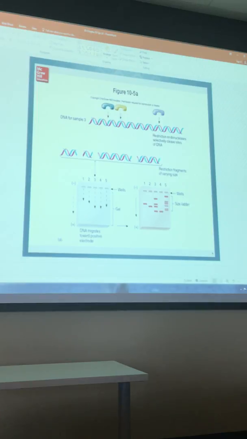Know the definition of transfection, T-R-A-N-S-F-E-C-T-I-O-N, transfection. Know the definition of transgenic, T-R-A-N-S-G-E-N-I-C. And there you go. That's it. That's all it is.